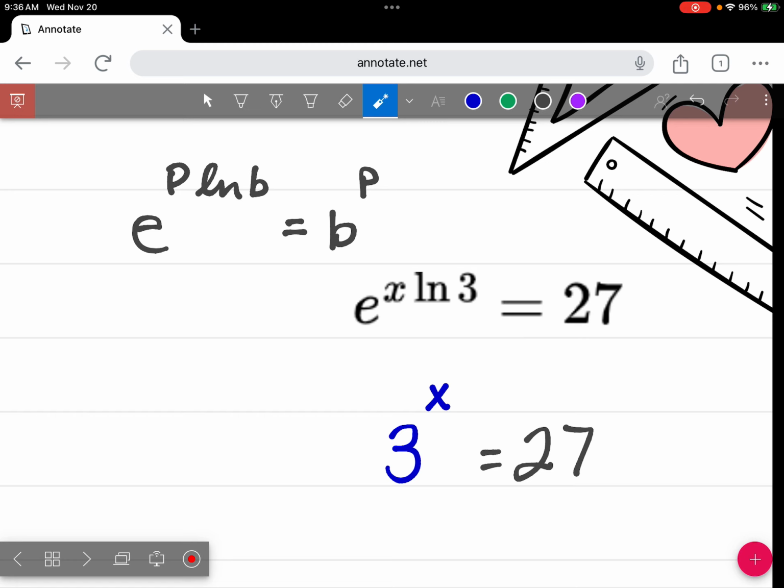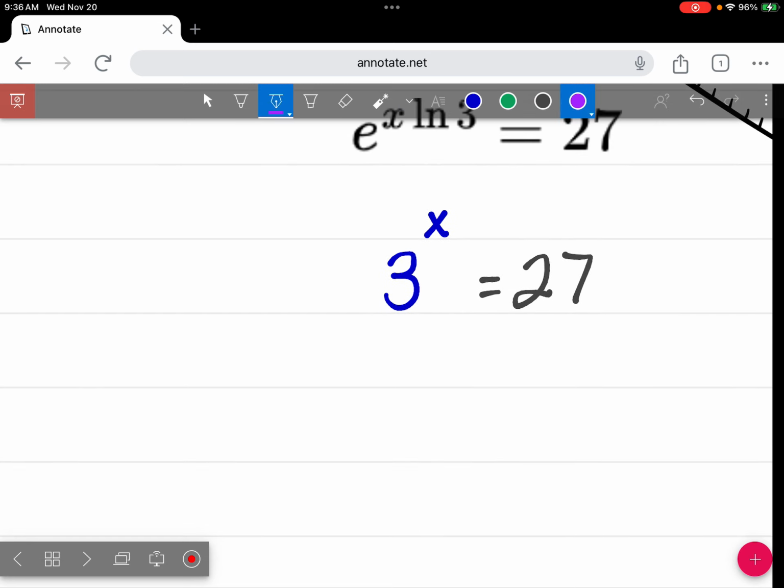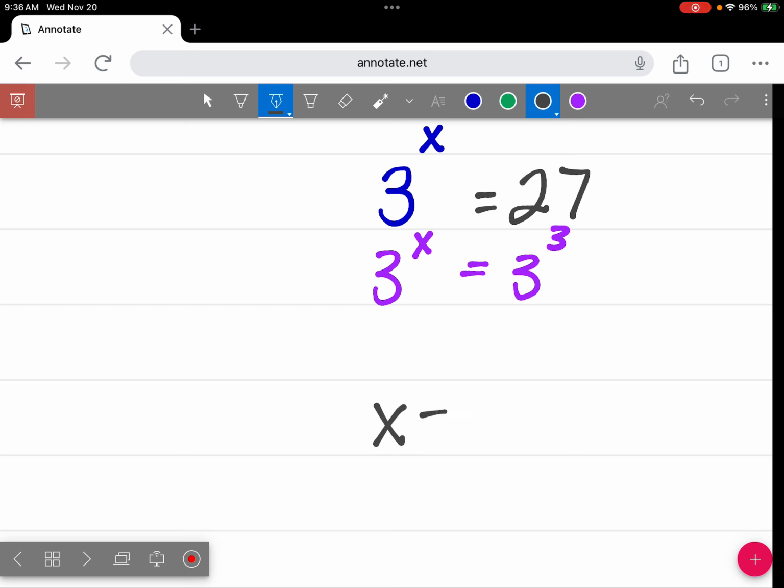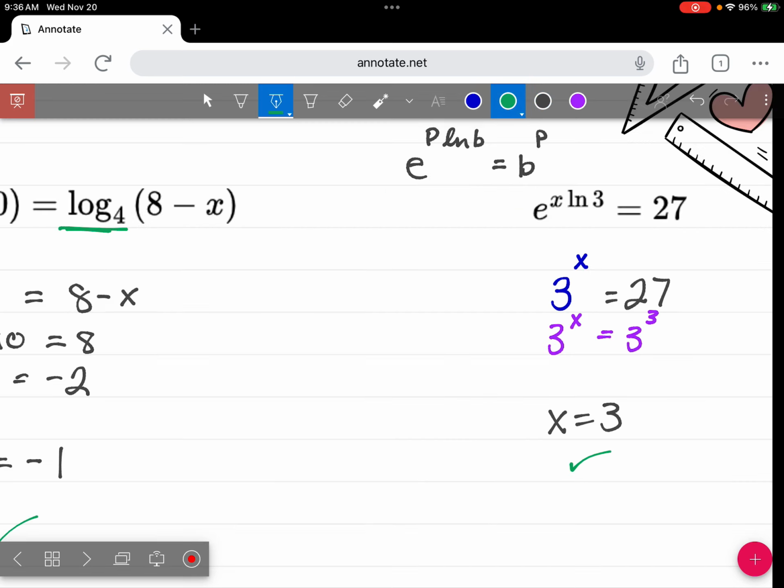So this is using that property that we used yesterday to put things with a base of E, even though it already comes with a base of E. So how could I solve this? 3. Yeah, because we know that 27 is actually 3 cubed. So this is 3 to the x equals 3 cubed. So since my bases are the same, I know that x has to be 3. And that's a thing we can totally do.